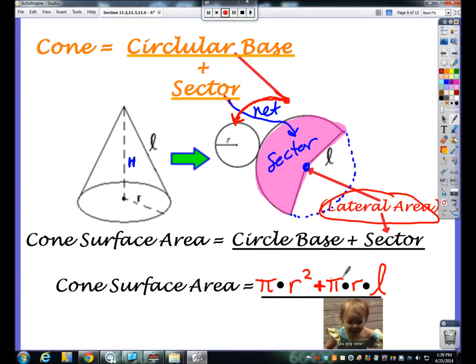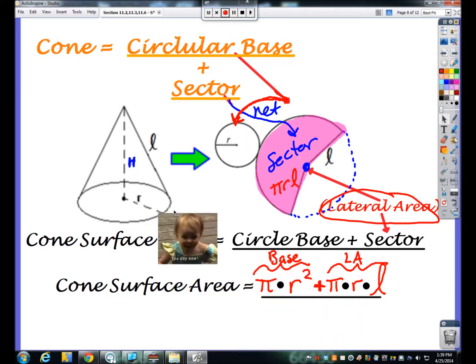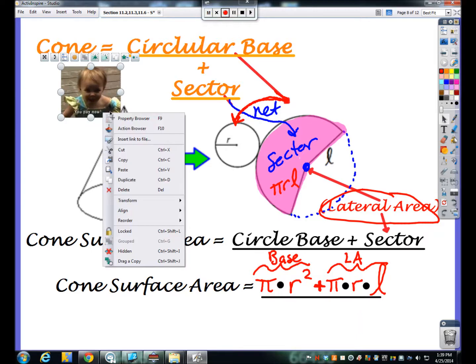Okay, so pi times the radius times the slant height, that is the sector part of this, okay, the lateral area. Okay, so again, pi r squared, that's the base, that's the bottom, if you will, and pi r l, well, that's the lateral area part, the walls. And you might ask, what's that little baby doing down there? Well, I'm glad you asked what that little baby's doing down there.